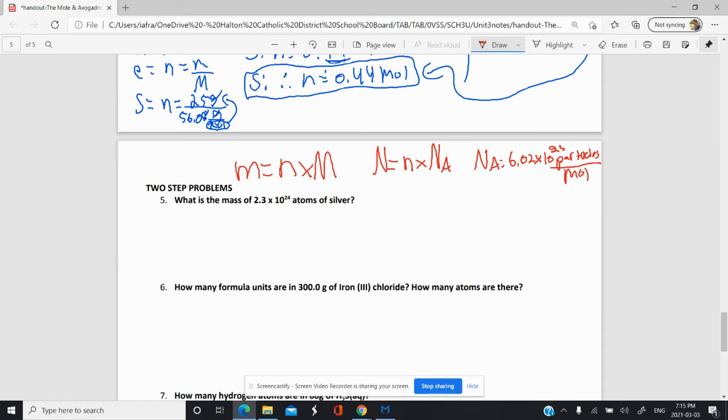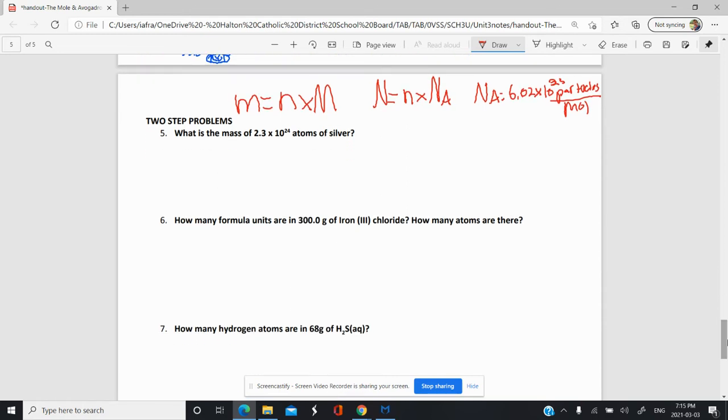So let's start with our first question, question number 5. We want the mass of 2.3 times 10 to the power of 24 atoms of silver. So what are we asking for here? Now, usually I use the GUESS method, but I want to try to walk you through this logically, to question you as we do this so you understand what's going on. Yes, those methods are good to help keep you organized, but you can keep yourself organized in a logical fashion without using GUESS.